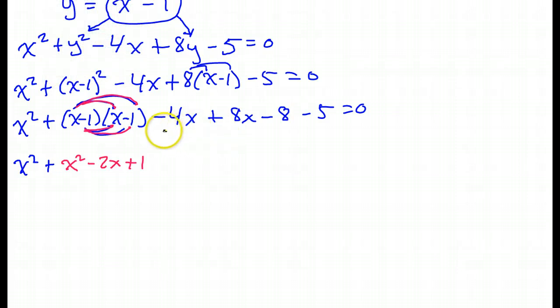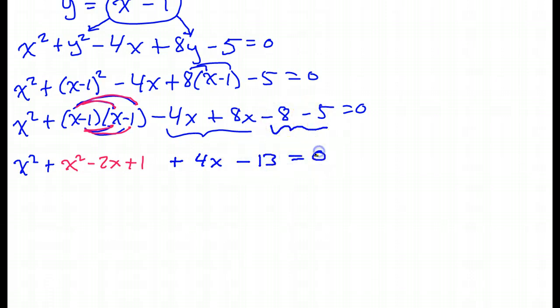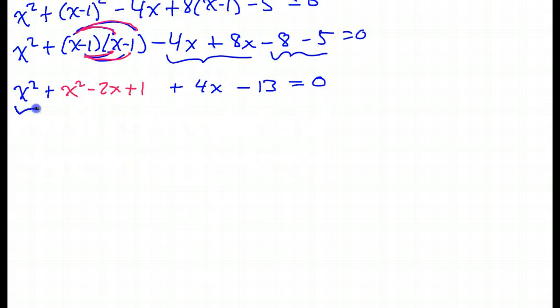And then I have the rest of this, but I'm going to combine a little bit as long as I'm here. Negative 4x plus 8, that is positive 4x. Okay, and negative 8 minus 5 is negative 13. So I've got that so far. All right, well, x squared plus x squared, that's 2x squared. And negative 2x and a positive 4x, that makes positive 2x. And a positive 1 and a negative 13, that makes negative 12.